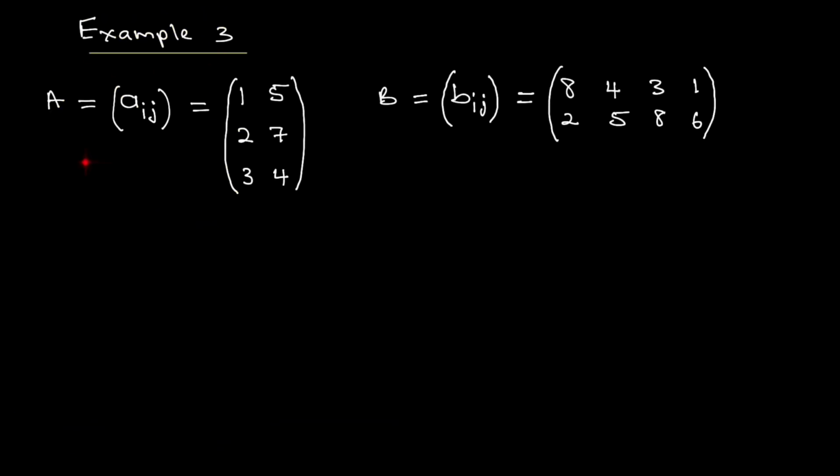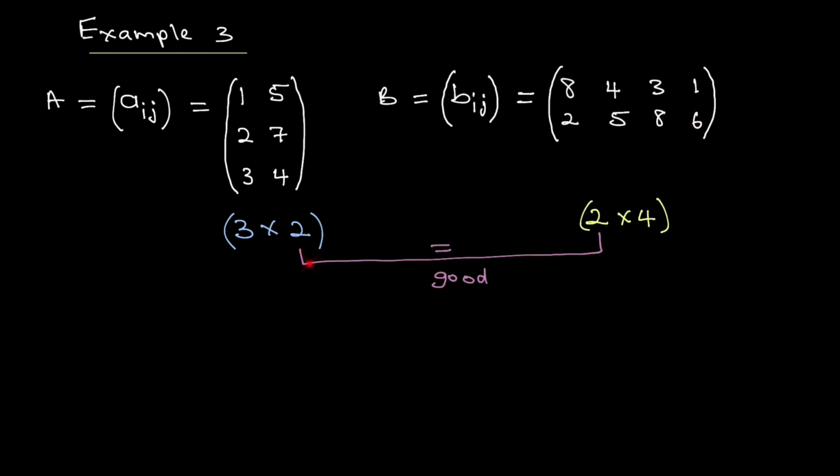Example 3. We've got these two matrices. We need to check if we can multiply them before we multiply them. First, this is a 3 by 2 matrix: 1, 2, 3, 3 rows, and 1, 2, 2 columns. And this is a 2 by 4 matrix. The 2 and 2 are the same. That means it's good for multiplication, and the final product will be 3 by 4.